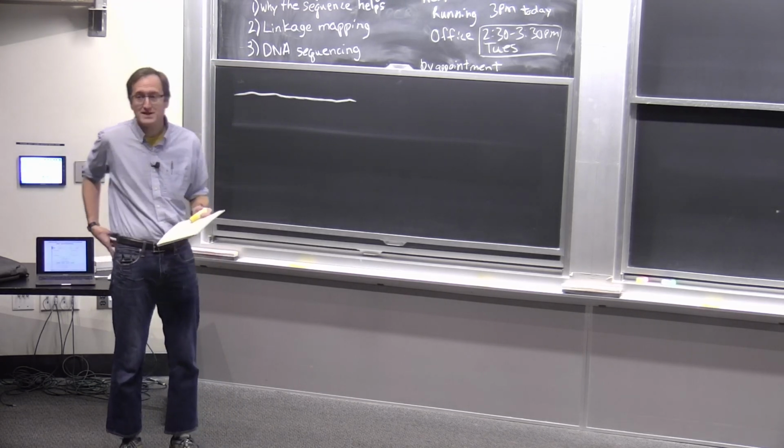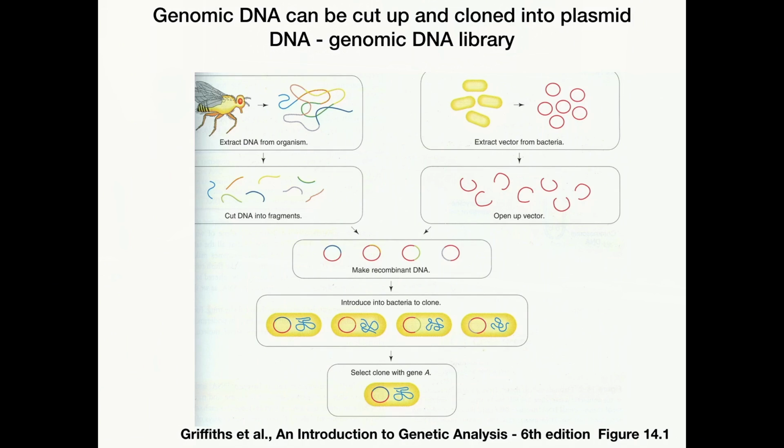And this process involved making a DNA library that had different fragments of DNA cloned into different plasmids, and then involved finding the needle in the haystack where you find the gene that can rescue a defect in a mutant that you have.